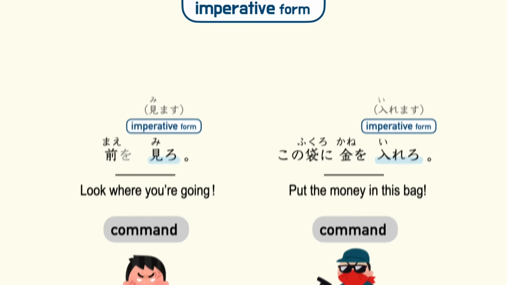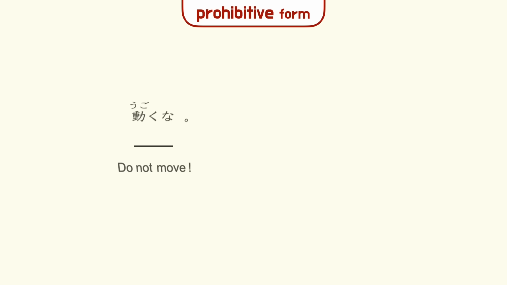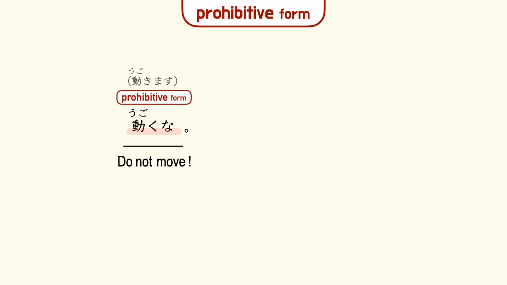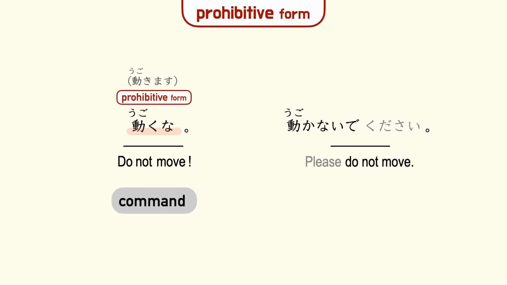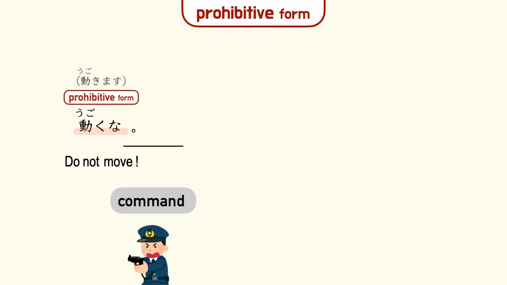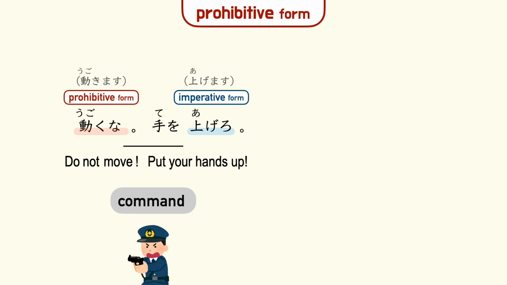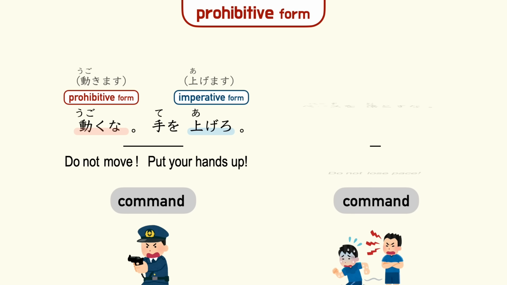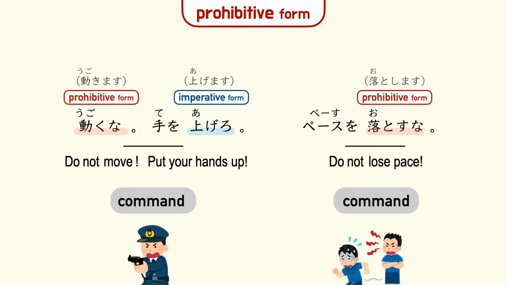And the same goes for the prohibitive form. 動くな, do not move. It's a command. 動くな. 動かないで, please don't move. It's a request. 動かないで. A police officer might say, 動くな、手を挙げろ. Don't move, put your hands up. A very strict coach might say, ペースを落とすな. Do not lose pace. ペースを落とすな.